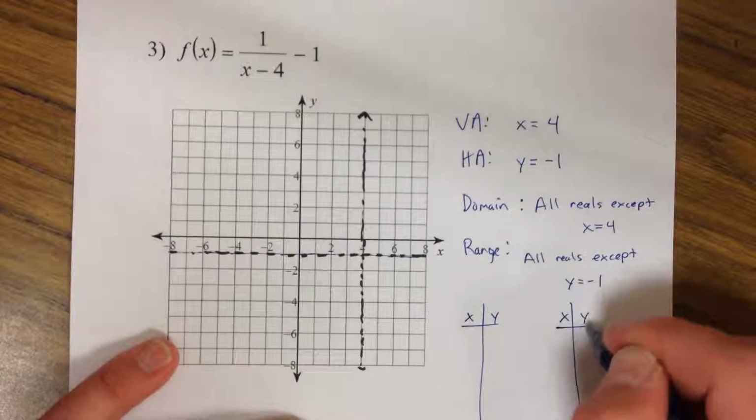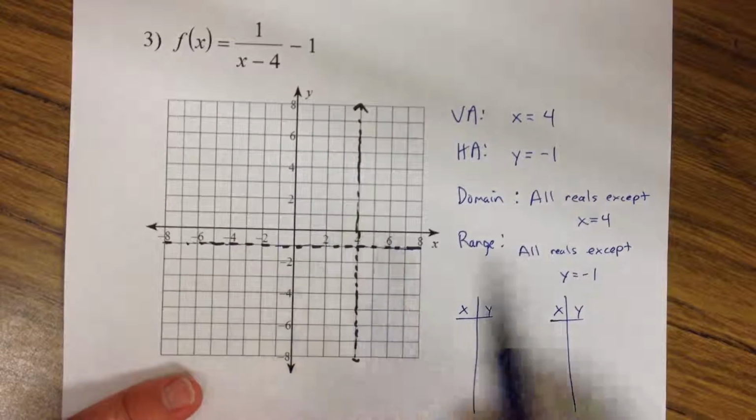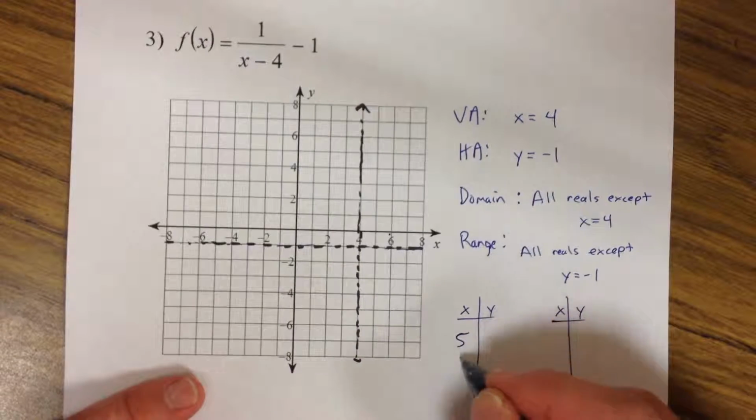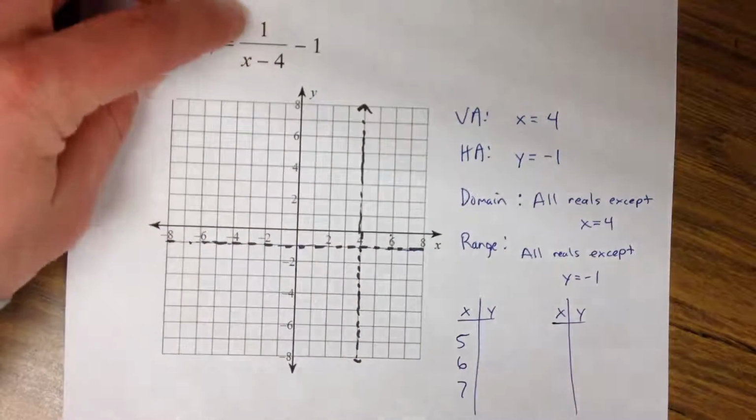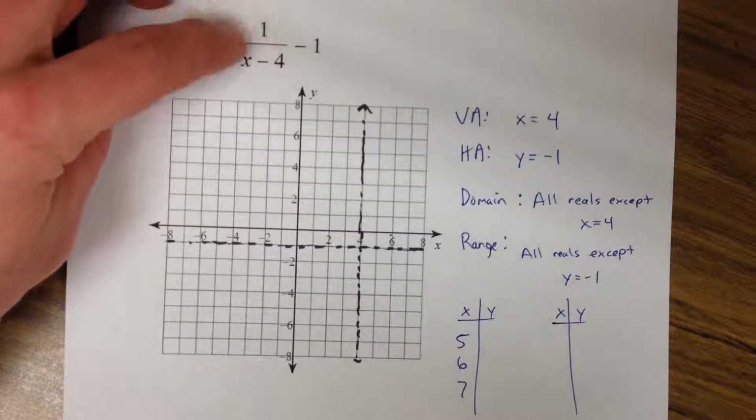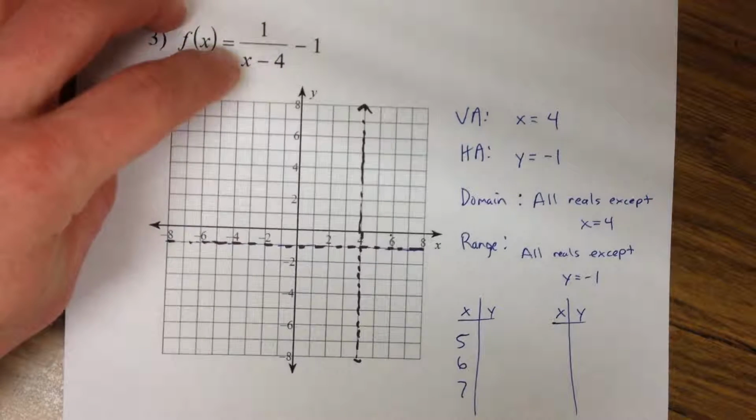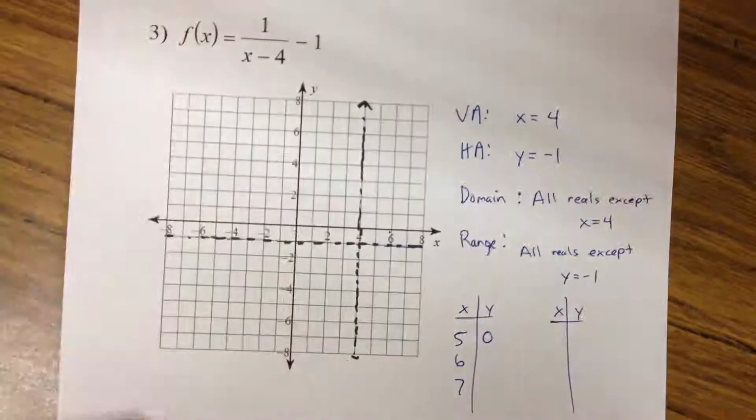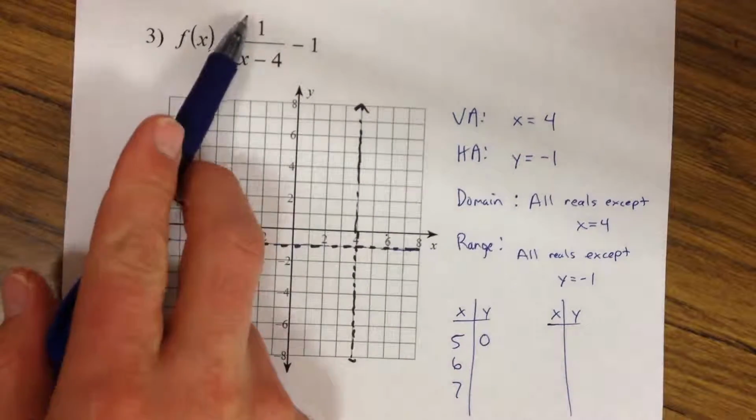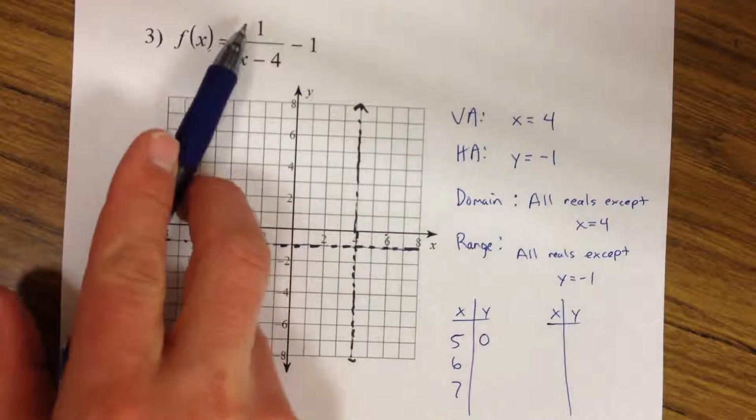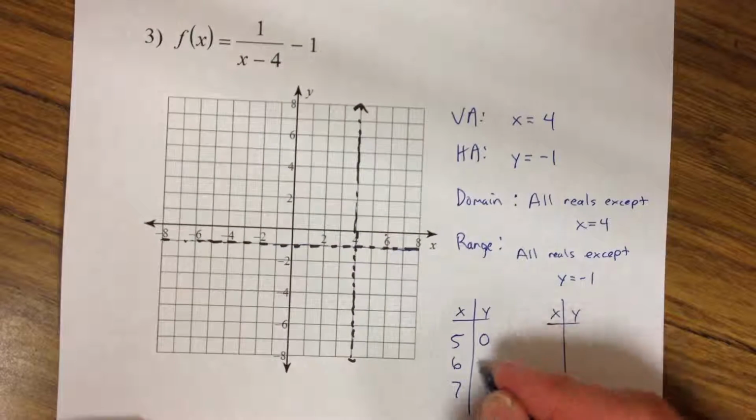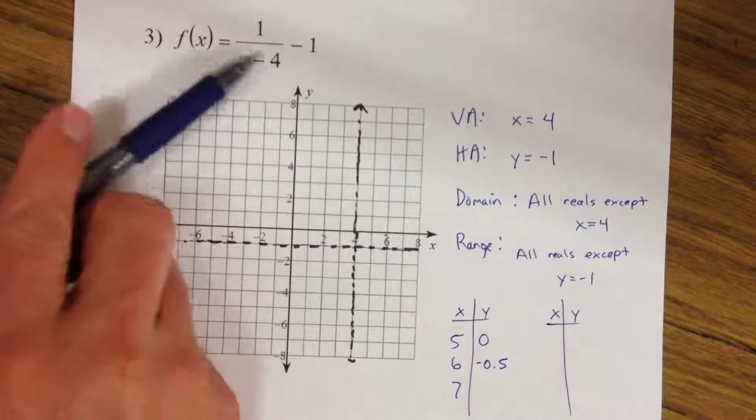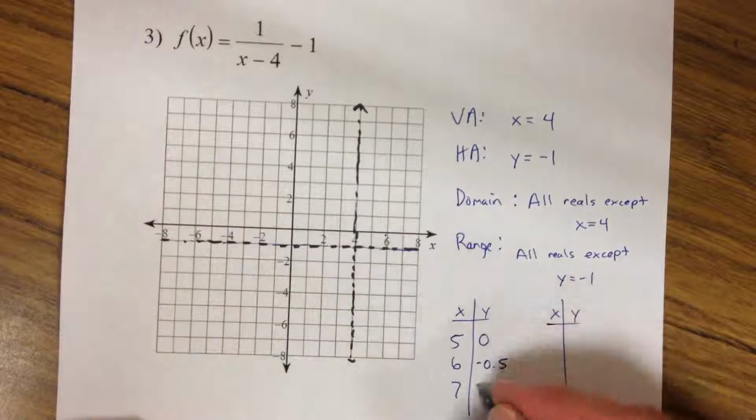Now, I've been attempting to get you guys to try to plug this in your head, not use the calculator so much. If I try 5, 6, 7 here, it should be pretty easy to almost do in my head. 1 divided by 5 minus 4 is 1. So 1 divided by 1 is 1, minus 1 is 0. Plug in 6. You get 1 over 6 minus 4 is 2. So 1 over 2 minus 1 is -1/2. Plug in 7. 7 minus 4 is 3. So 1/3 minus 1 is -2/3.